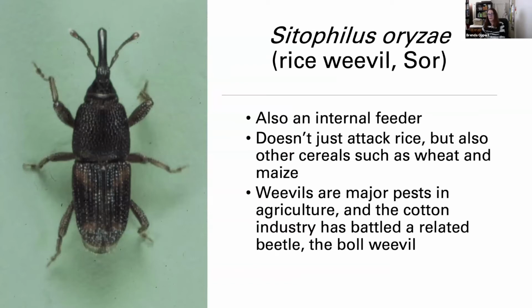So the next insect was the rice weevil. It's also an internal feeder, very problematic in the immature stages. Weevils are problematic not only in stored products, but also in the field. In fact, one of the most economically damaging weevils is the boll weevil in cotton, which producers have spent a lot of money to eradicate.